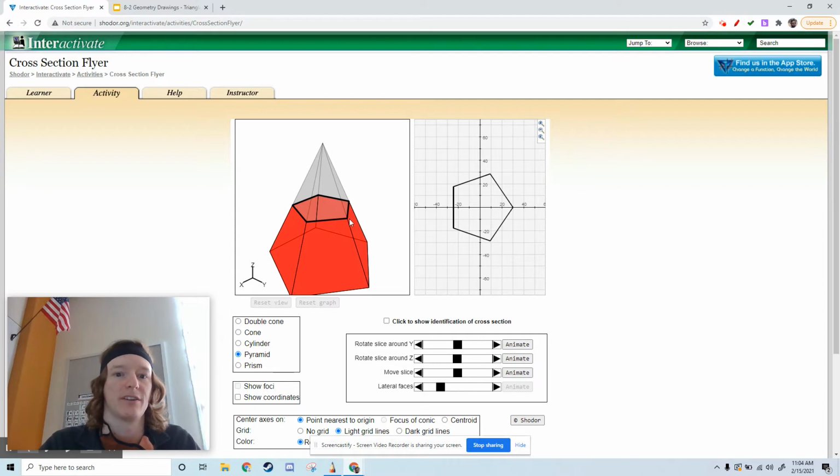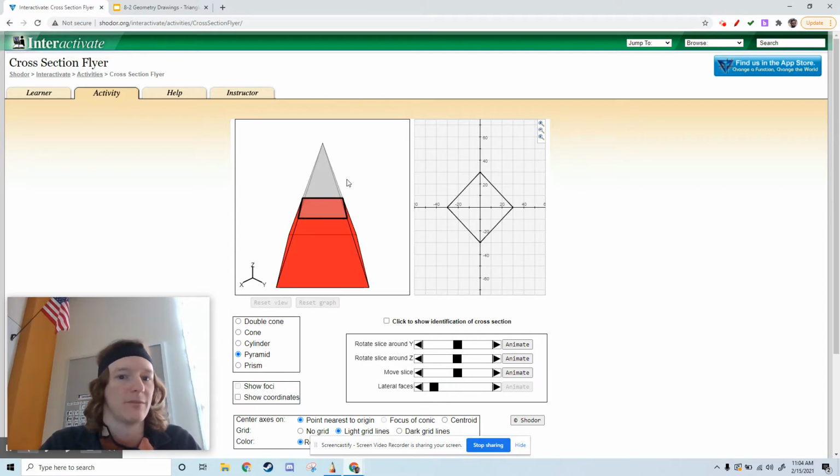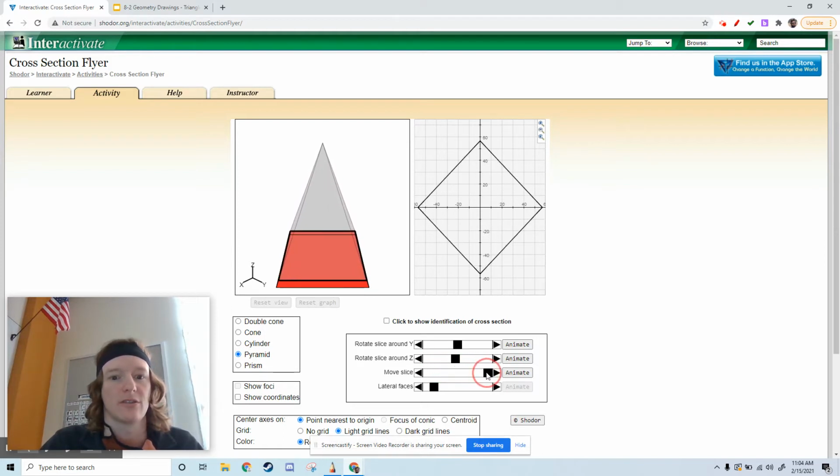So if I take my plane figure and go through a square pyramid, and I take it horizontally and slice it straight through, I'm going to get a square. And it doesn't matter how, whoops, not there. Where's my up and down? Here we are. It doesn't matter if I slice higher or lower. It's still a square. It just might be larger or smaller.